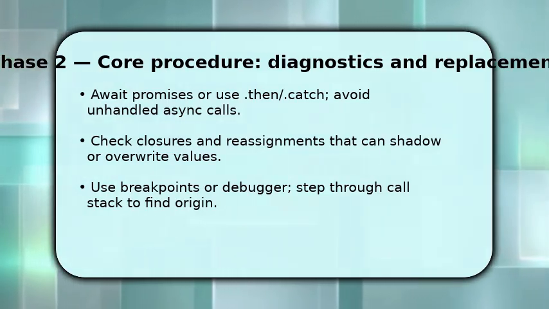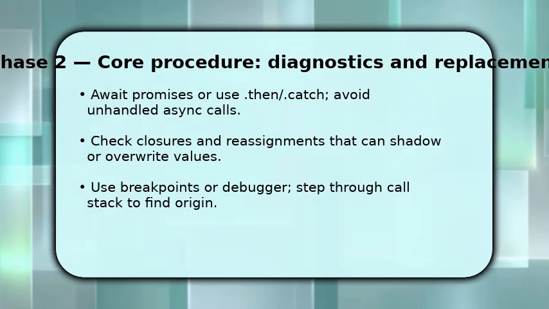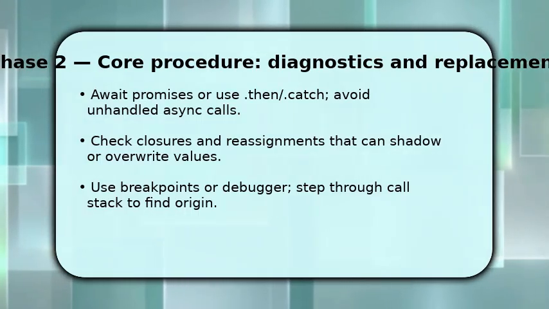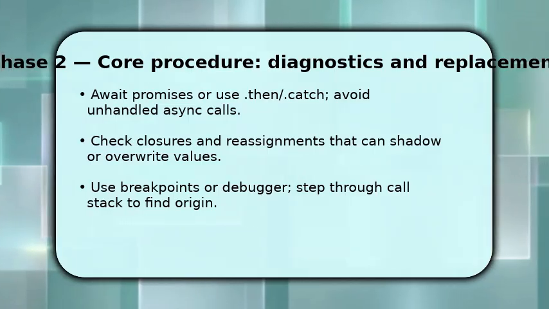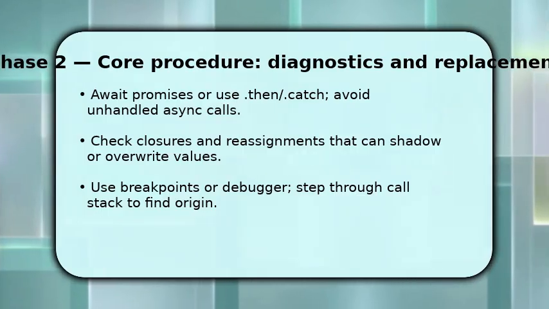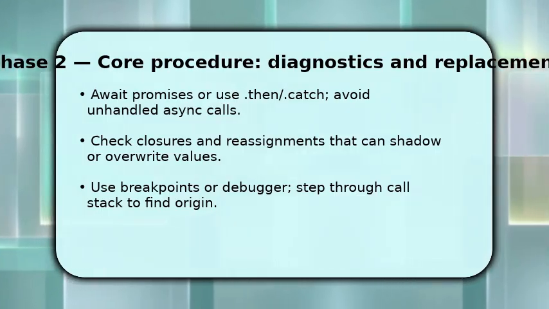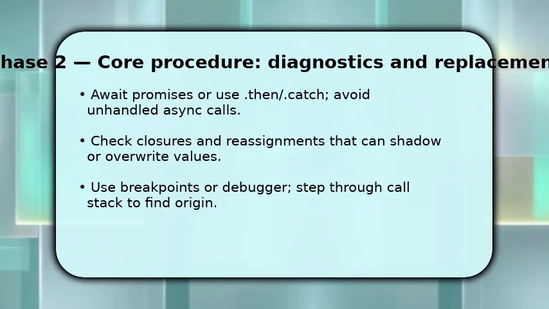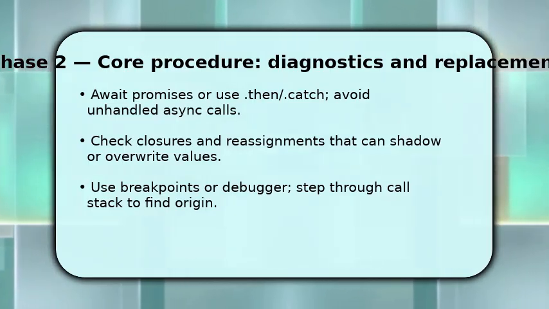Next, inspect closures and parent scopes for shadowing or accidental reassignments. A same-name variable can hide the intended value. Use the debugger to step line by line, observe the call stack, and confirm where the expected value disappears, so you finish by applying a concrete fix and verifying behavior.